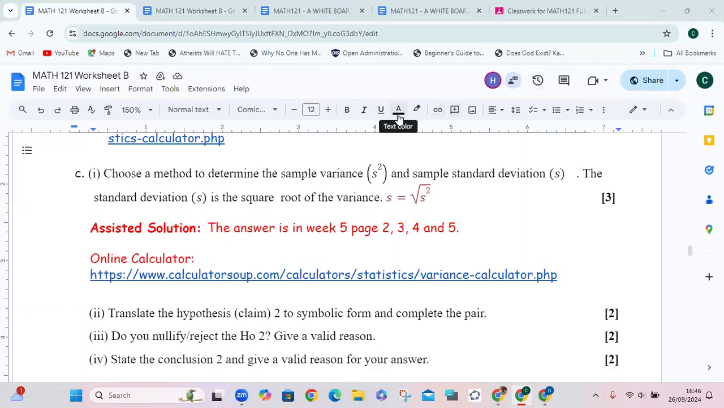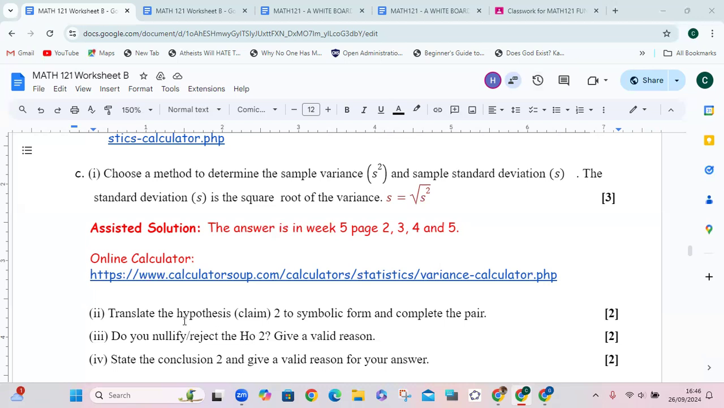This recording is on worksheet B, C, part 3. The question says, do you nullify or reject the second null hypothesis, H0 number 2? Give a valid reason. So we've got to find out what is H0 number 2.